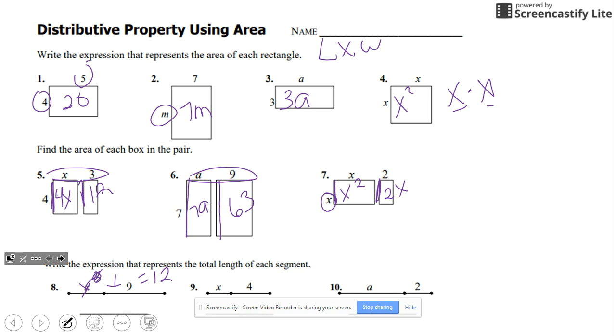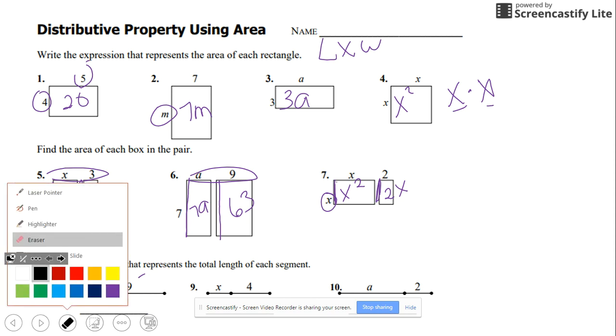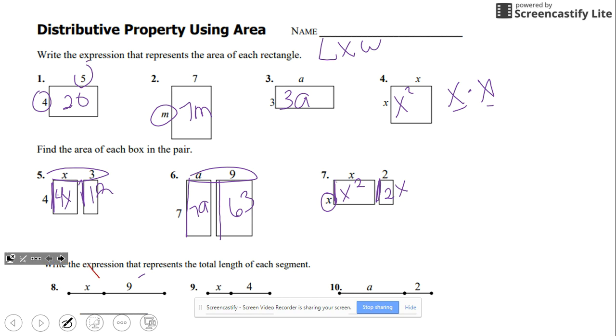Well, in this case, we don't know that it's 3. In this case, we know that it's x. So we're just going to write the expression as x plus 9. Then here, the total length from here to here is going to be x plus 4. And for number 10, you can probably figure it out. It's a plus 2.